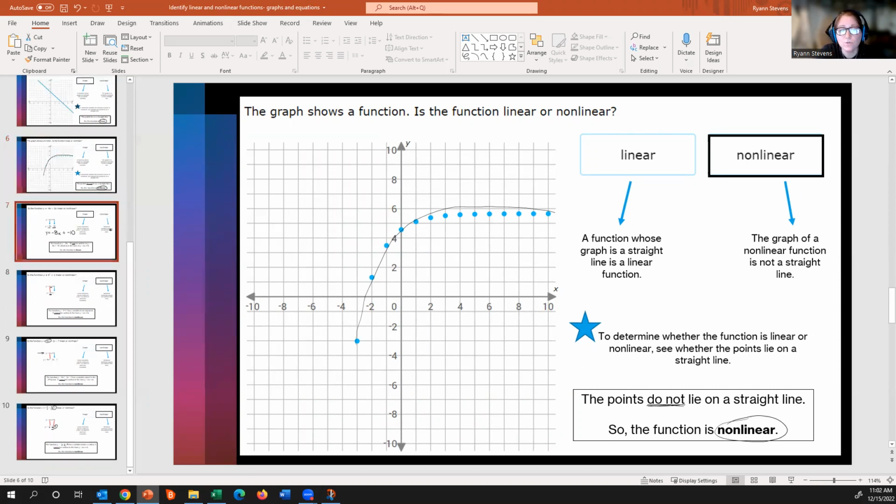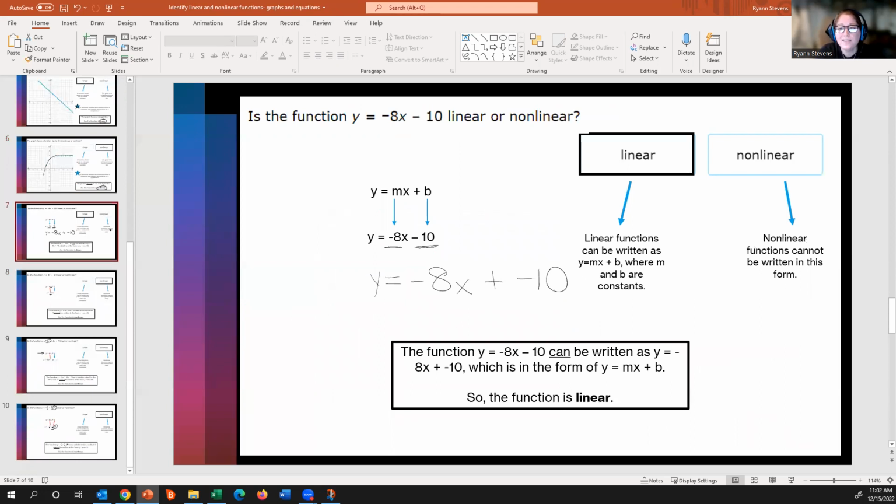Now, if we switch to equations, the difference between graphs and equations is that the graphs have the line drawn for you. The equations are not going to have the graphs unless you go through and graph the equations. There is a way that we can determine if the equation provided is linear or nonlinear.